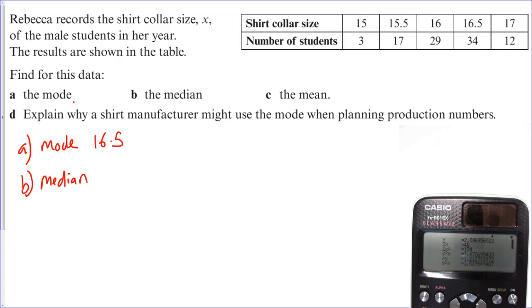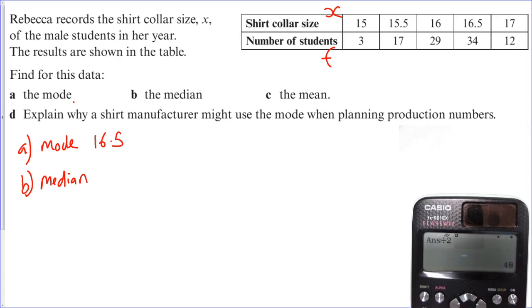For B, we're asked to find out the median. Going through here, does it tell us how many things there are? It doesn't. So we add up all of our frequencies, because this is X and this is F. I'm just going to go menu 1 to get back to normal mode. So we're going to do 3 plus 17 plus 29 plus 34 plus 12. That gives us 95. If we add 1 and divide by 2, we find that this is thing number 48.